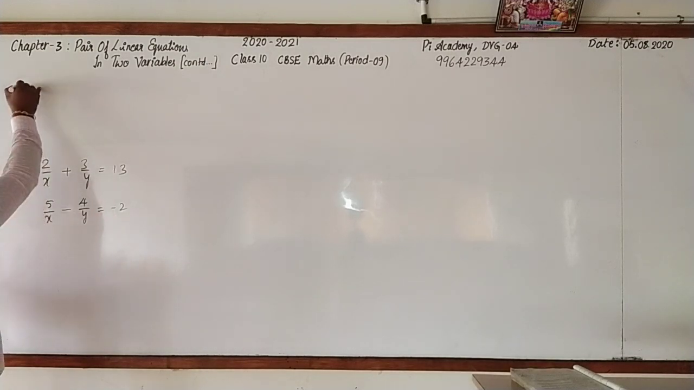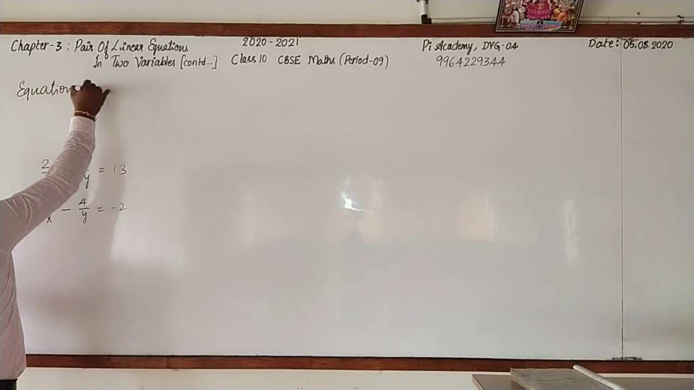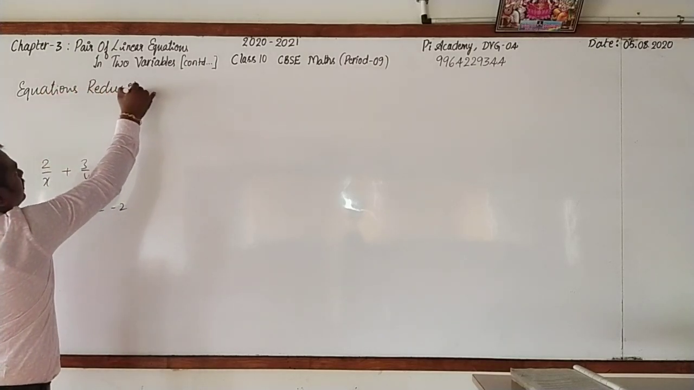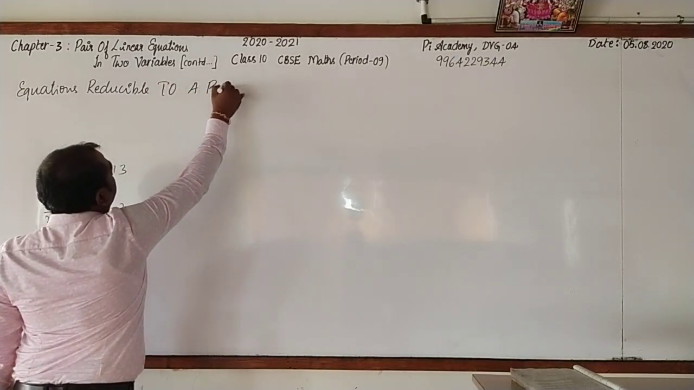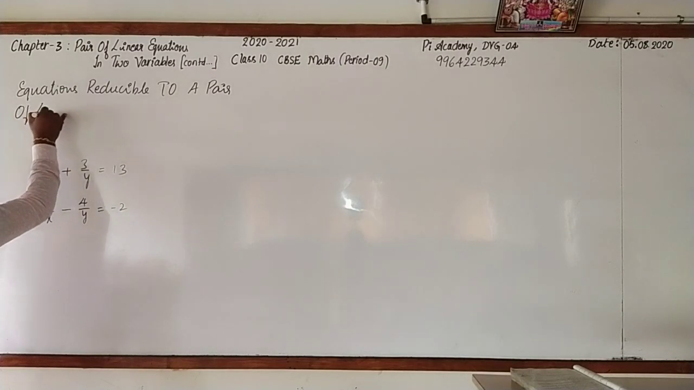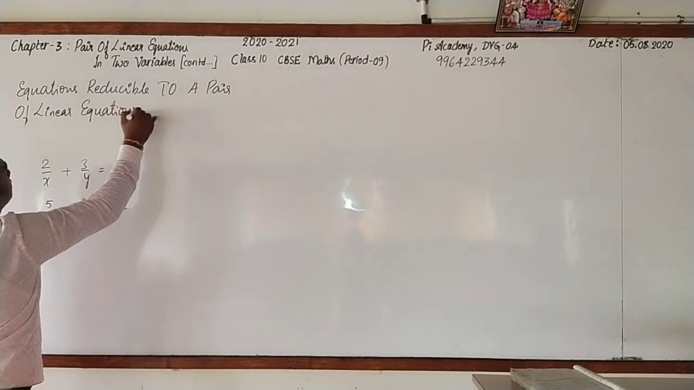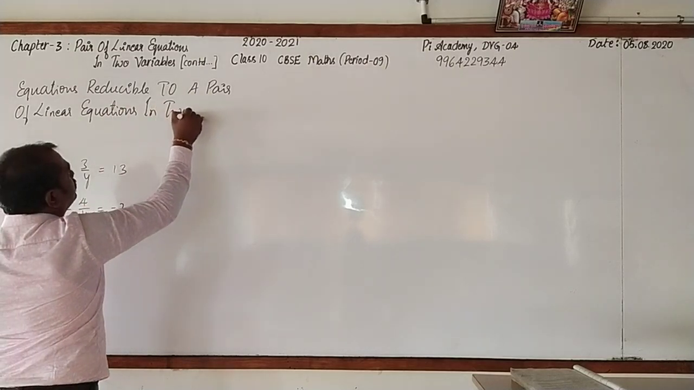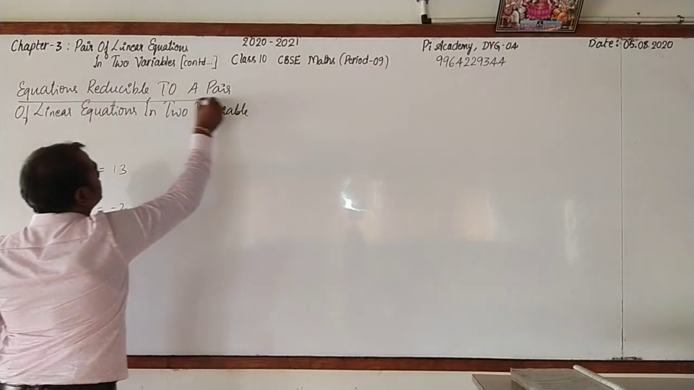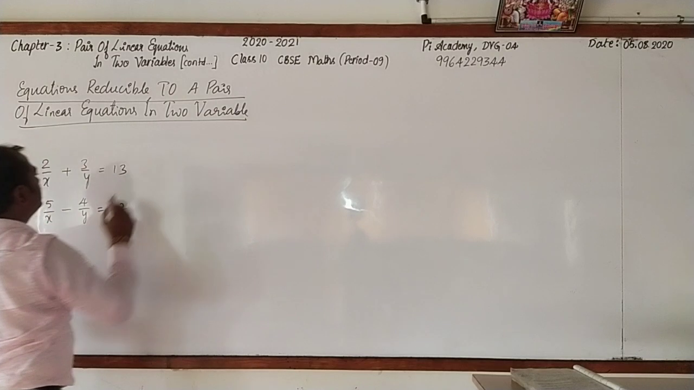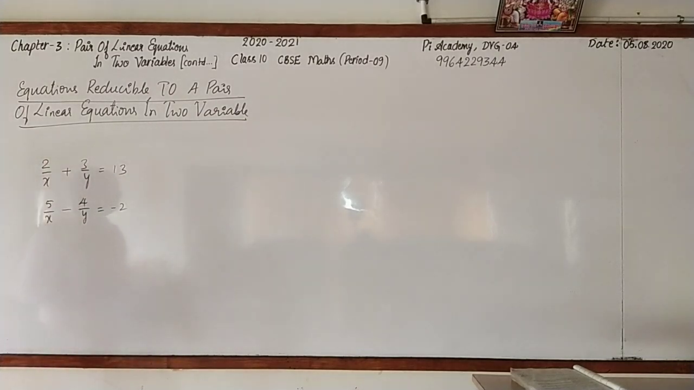Here I'll write the idea. See, equations reducible to a pair of linear equations in two variables. Yes, here also I have taken one such example. These are the equations having two variables but not in standard form. We should write them in standard form.